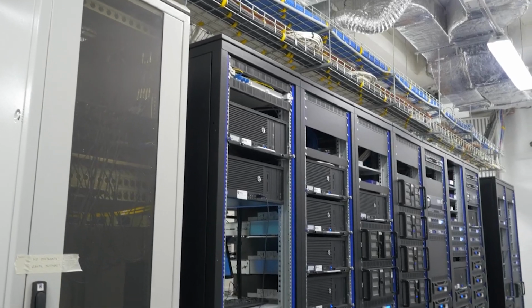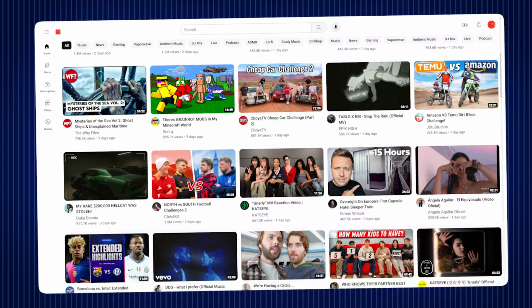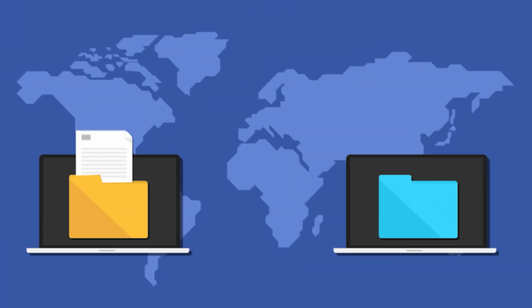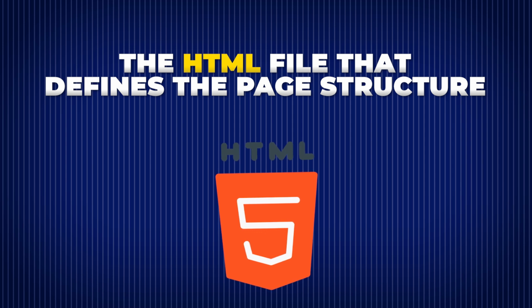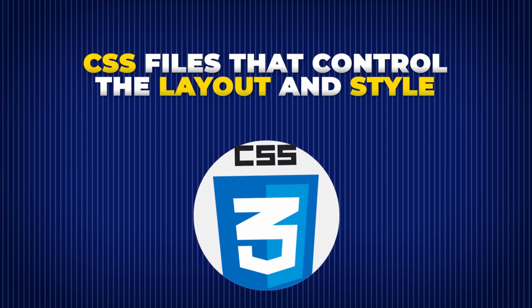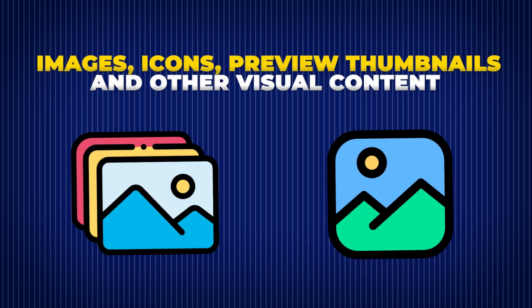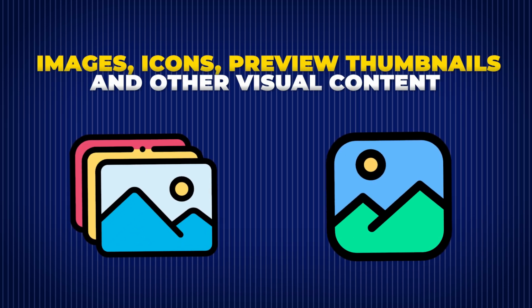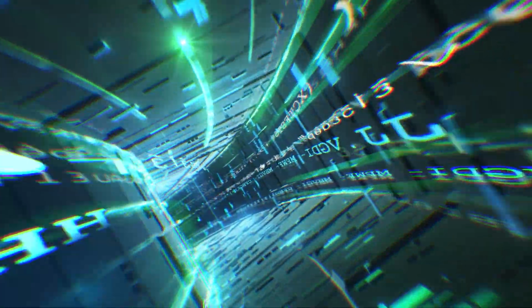The server on the other end receives your request. It analyzes what you're asking for, in this case, probably the homepage of YouTube. It retrieves the requested content from storage: the HTML file that defines the page structure, CSS files that control the layout and style, JavaScript files that enable interactivity, images, icons, preview thumbnails, and other visual content. But it doesn't send it back all at once.